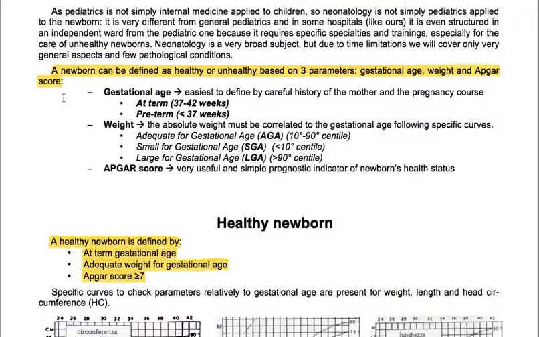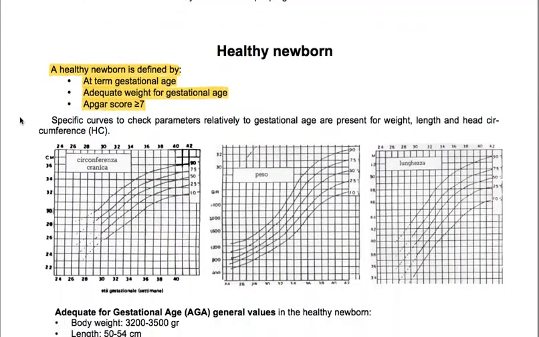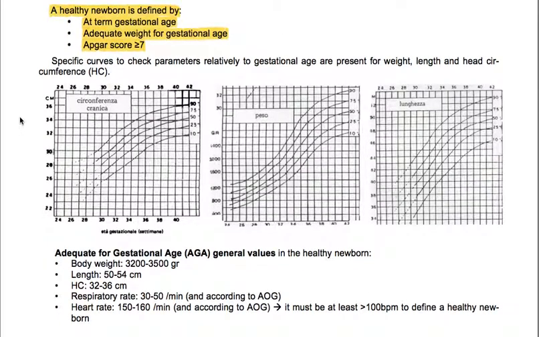We can have adequate for gestational age when it's in the 10th to 90th percentile, small for gestational age, less than the 10th percentile, and large for gestational age, more than the 90th percentile. The Apgar score is a very useful and simple prognostic indicator of the newborn's health status. So, healthy newborn. A healthy newborn is defined by a term gestational age, adequate weight for gestational age, and Apgar score more than 7. So a term, adequate weight, and Apgar score more than 7.